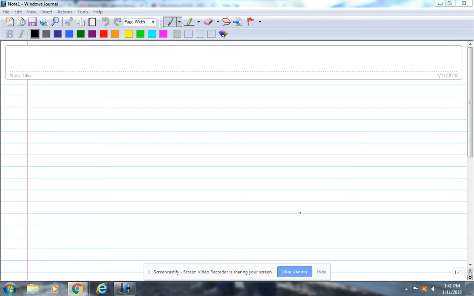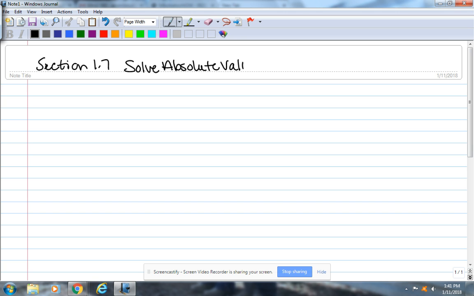Okay, so we will start with section 1.7 today. Oh, it's beautiful. We're going to solve absolute value equations and absolute value inequalities. Remember, absolute values are when we have those bars around them, those straight bars. Those are absolute value bars.